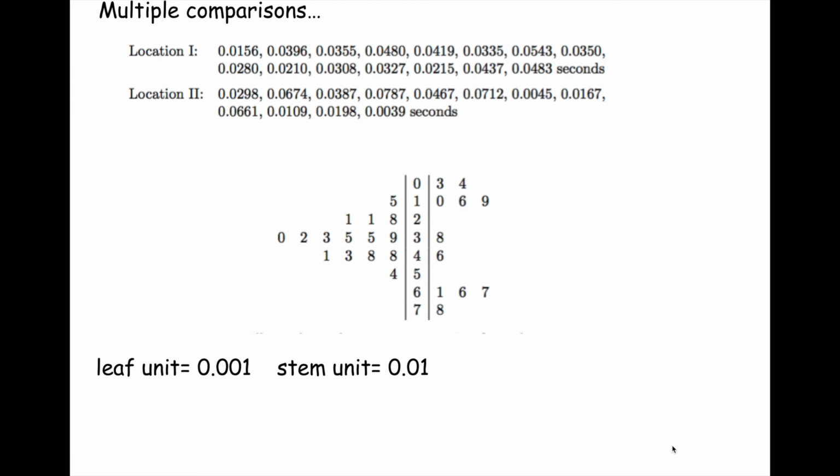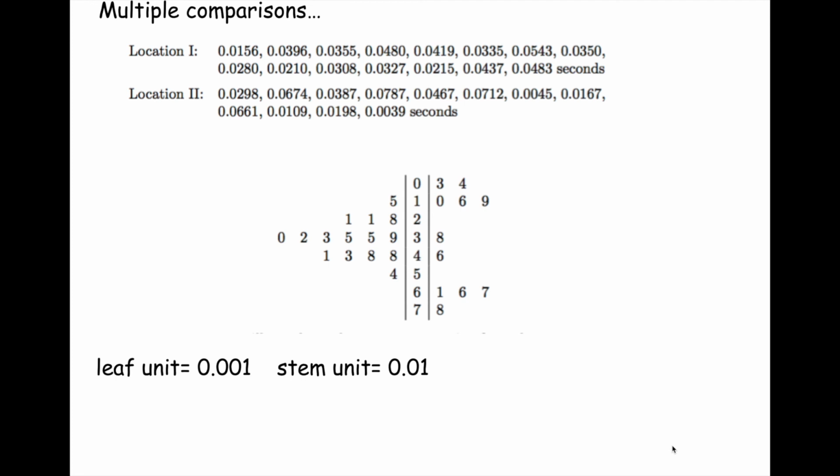So for the leaves, you're going to look at the next digit, which is the 1/1,000th place. Going for location one, these are in some sorted order and we have 0.0156. So 0.015. Here we have 0.039. So 039. And then you have 0.035, 0.035, and so forth. And if we do that for all the numbers from location one, in this example to the left, and location two to the right, you can imagine these as histograms.